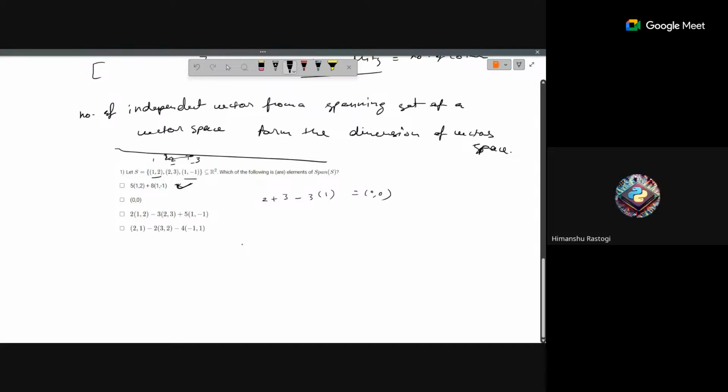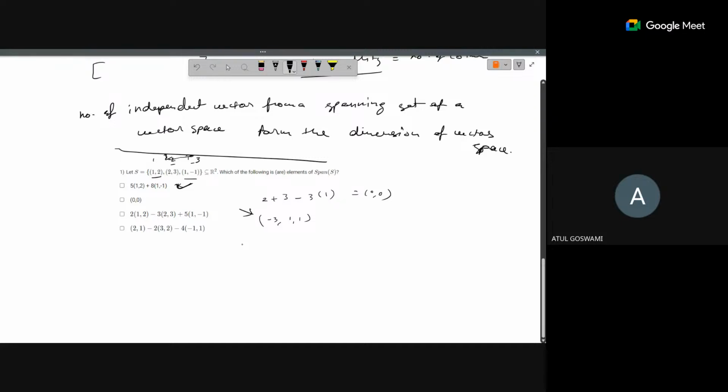Sir, I need to confirm one thing about the second option: can we directly say that the zero vector is an element of the span? Because if the set is empty, like the vector space is the zero vector space, then the span contains it. Yes, we can say without even checking that the zero vector is inside the span of R2.